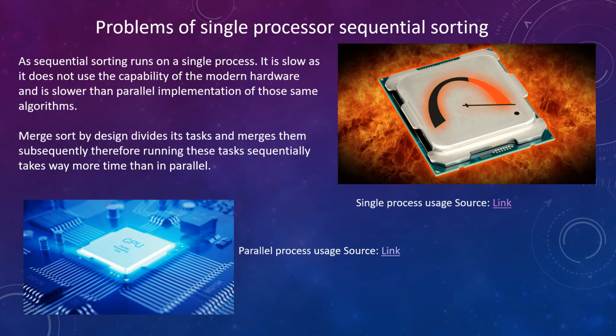So going ahead from this point, problems of single processor sequential sorting. As you can see, as sequential sort runs on a single process, it is slow as it does not use the capability of modern hardware and is slower than a parallel implementation of the same algorithm. Because in modern hardware, we have multiple core units and multiple CPU units, multiple logical processors, and they can all run their operations parallelly rather than running them sequentially. And so we can have a much higher speed of work.